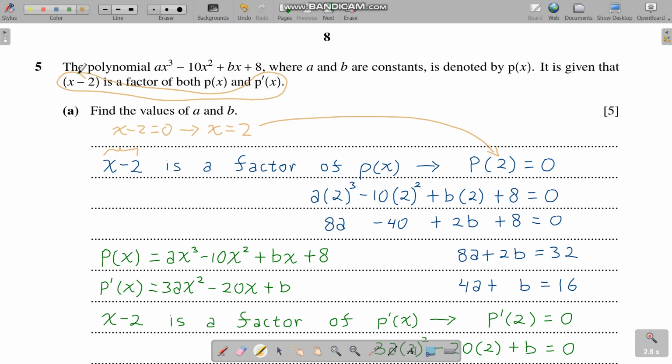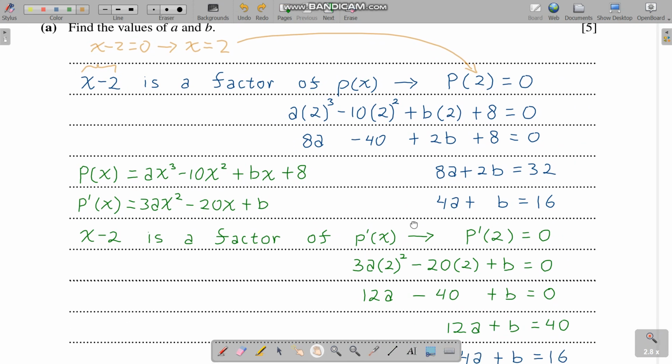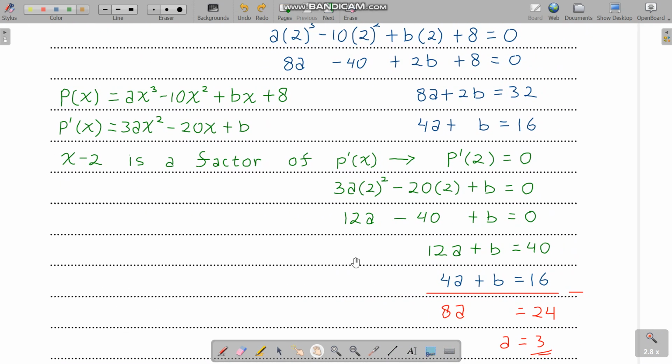Then from the phrase x minus 2 is a factor of p prime of x, we have to find the p prime of x. So we differentiate the p of x using the usual rule, bring the power down, the new power is 2. Same thing here, we differentiate, we get this. X minus 2 is a factor of, so again, in this case p prime of 2 equals 0.